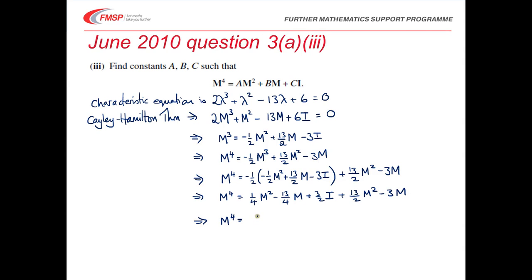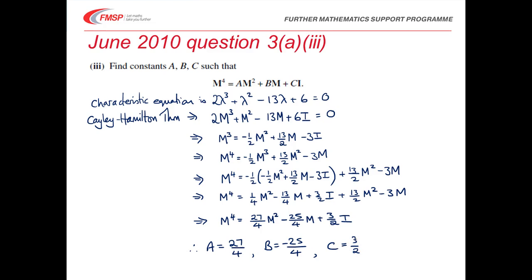13 over 2 is 26 over 4, so that's 27 over 4 m squared. And 3m is 12 over 4, so minus 12 over 4 minus 13 over 4 is minus 25 over 4m plus 3 over 2i. So A is 27 over 4, B is minus 25 over 4, and C is 3 over 2.